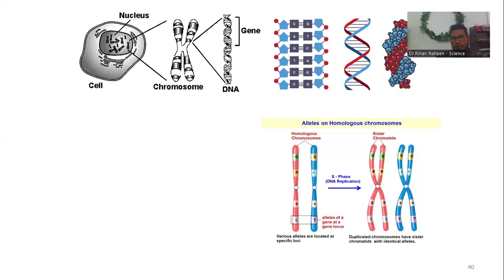I'll give you an idea. This is the DNA. Many DNA together, it forms the gene. Then it further condenses and forms chromatin. Chromatin forms the chromosome. All the chromosomes are present in the nucleus of the cell. I hope you all are clear about it.